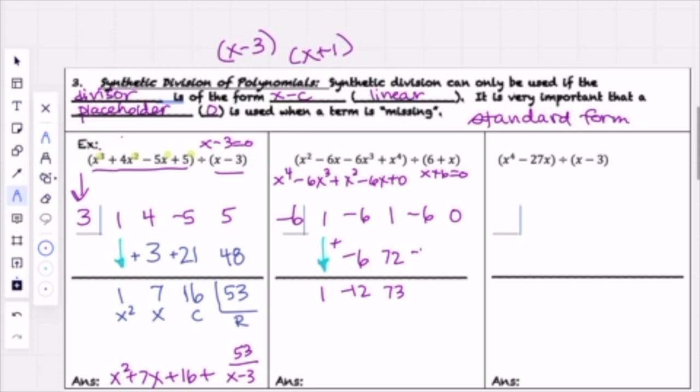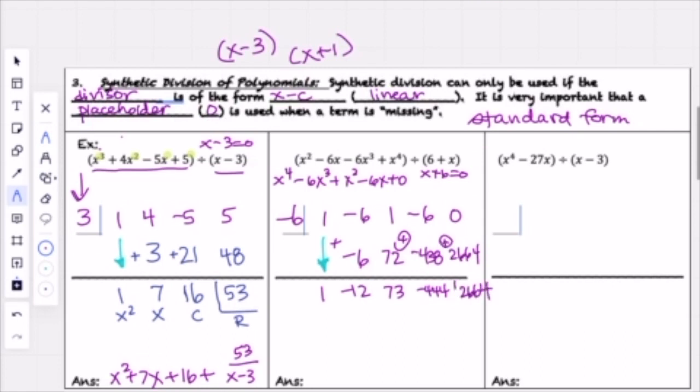Ooh, -438. -438 plus -6 is going to be -444. And then I'm going to multiply that thing by -6. I think that's 2,664. And I'll go ahead and add that down here.